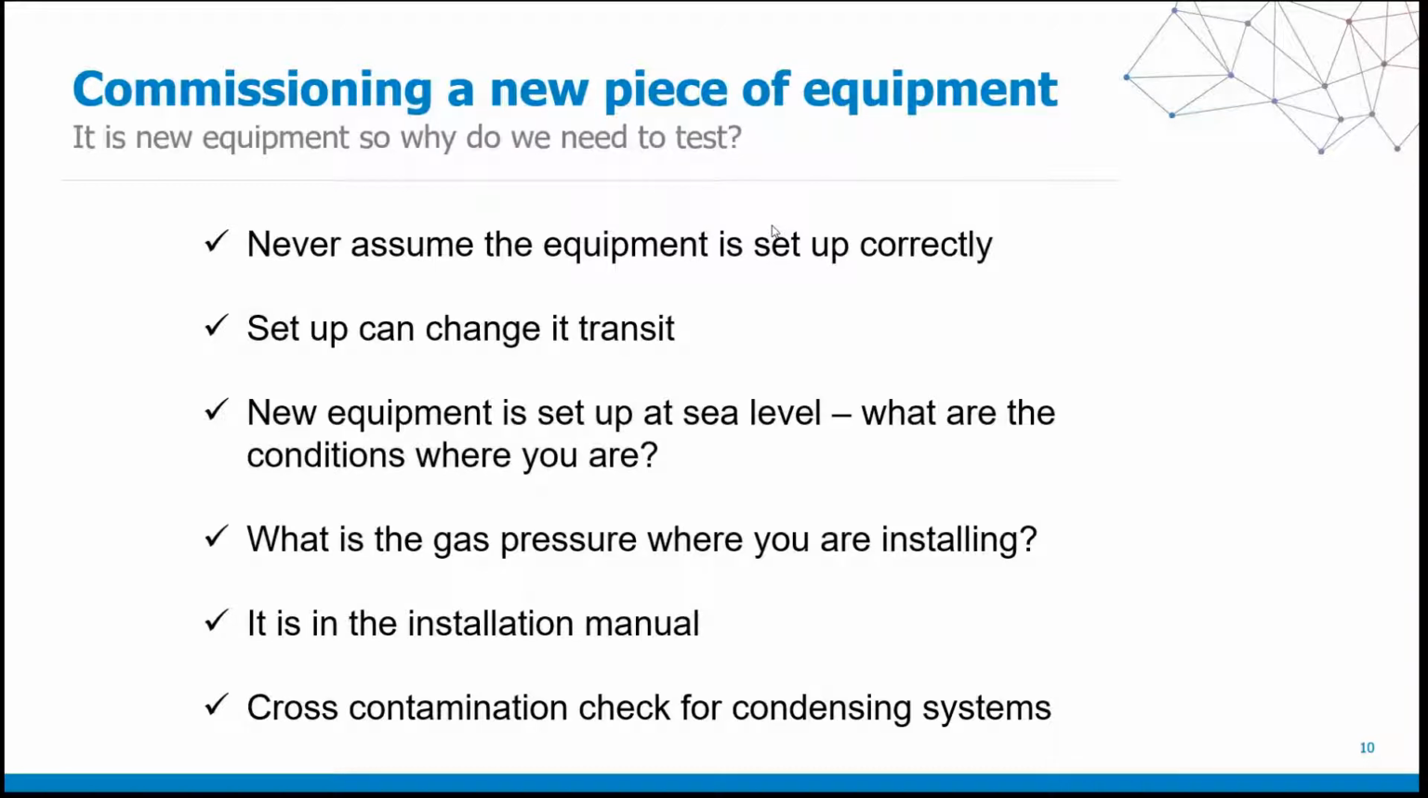What is the gas pressure where you're installing? It can vary from day to day around this country when things are set up. So what is the gas pressure? I'm going to get into the high relevance of that in a couple of slides and drive that point home for you. It's in the installation manual, like I just discussed. The manufacturers want you to do it and need you to do it.